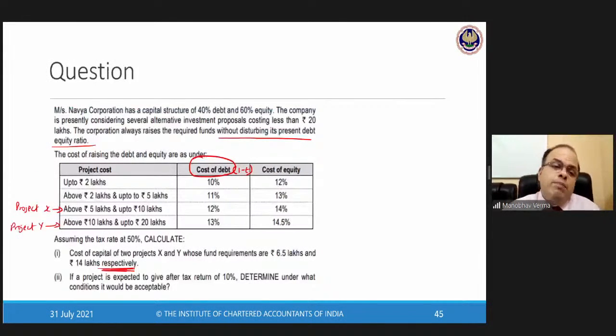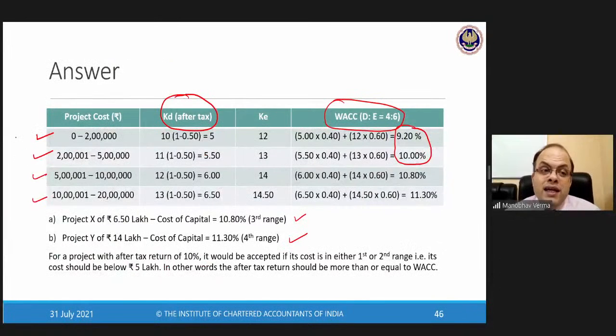So I was coming to the second part of the question, guys. Is it clear? They're asking us, if the project is giving an after-tax return of 10%, in what situations will you accept it? If I look at my bracket, I can see it's only up to 5 lakhs where my cost of capital is still 10%. Because as I breach that bracket, I go beyond 10%. It's 10.8, it's 11.3. So when we're looking at an after-tax return of 10%, from a cost perspective, the cost needs to be equal to or less than that amount, right?